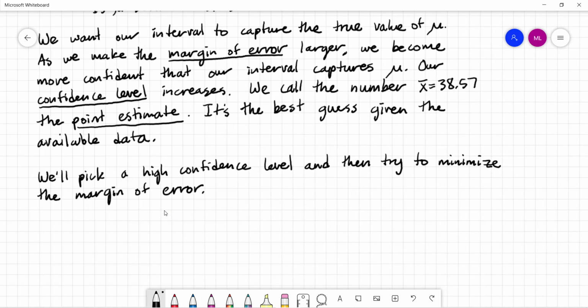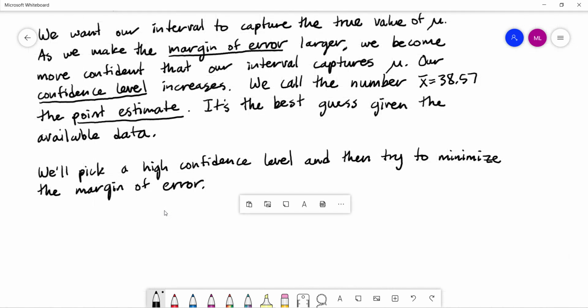Okay, so this is the idea. What we want to do is say, I want to be 95% sure that my confidence interval is correct, or I want to be 90% sure, or I want to be 99% sure. We'll pick a confidence level.